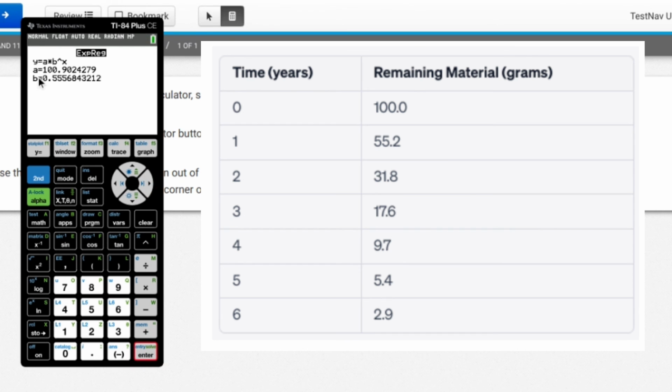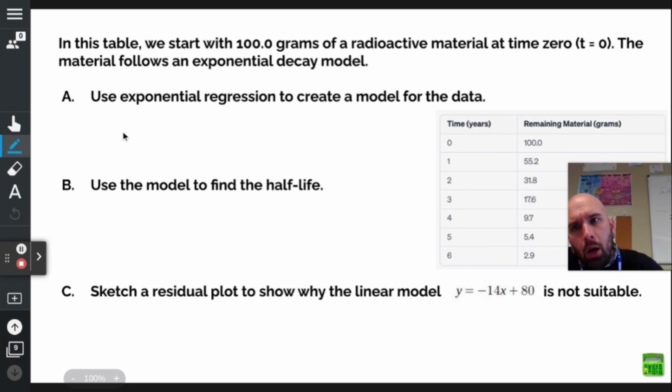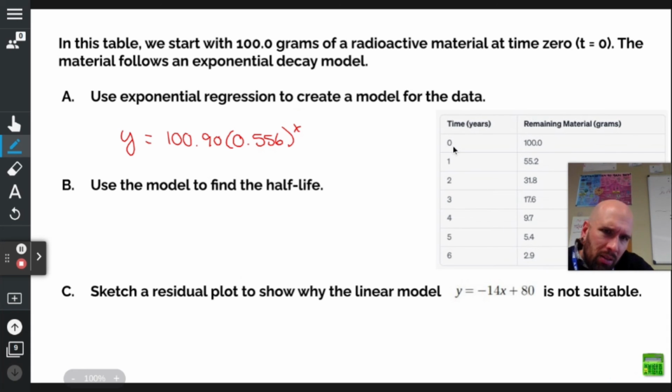So it looks like we're looking at y equals 100.902 times 0.556 to the x power. So the equation that I got was y equals a little over 100 times 0.555, but we rounded it to 0.556, to the x power. All right. So again, kind of makes sense. I'm going to have a little bit of variance because the numbers aren't exact. We will see why that's the case in problem C.